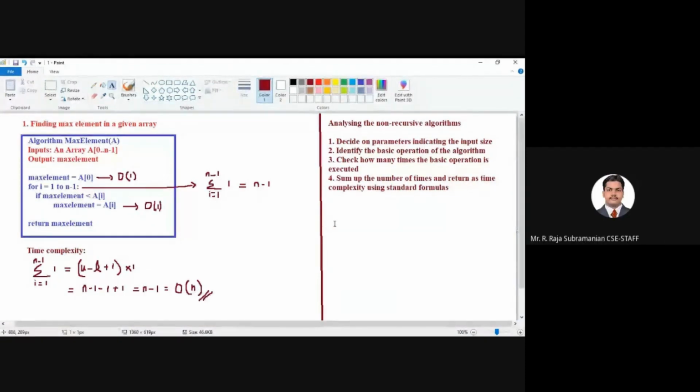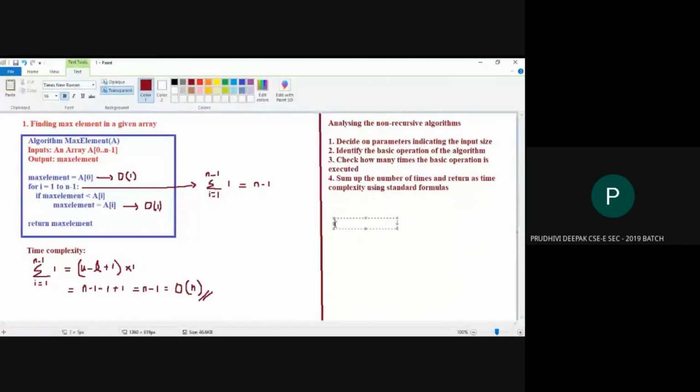When the highest maximum number is present at the first index, sir. Very good, very good. That's great. What is your name? Deepak, sir. Very good, Deepak.